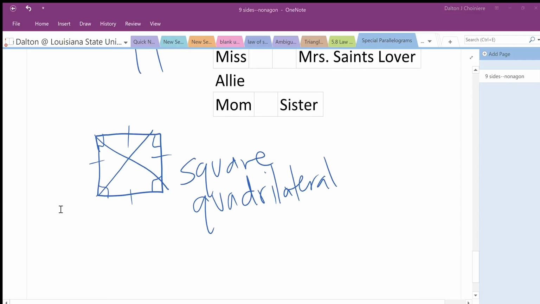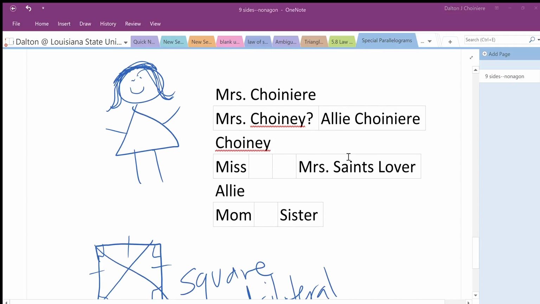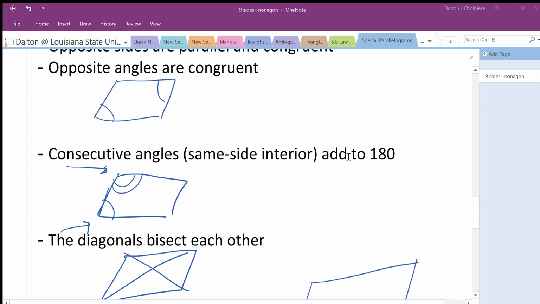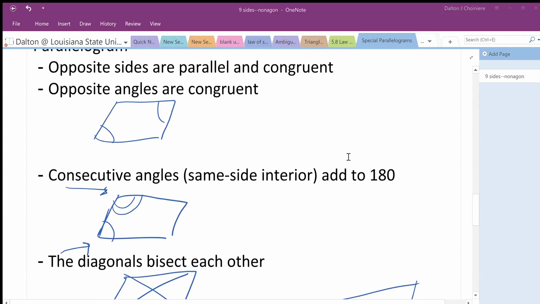Okay, square, quadrilateral because it has four sides, right? Can you name something else? Polygon. What did I just take you through? The qualities of what? What did these stand for?